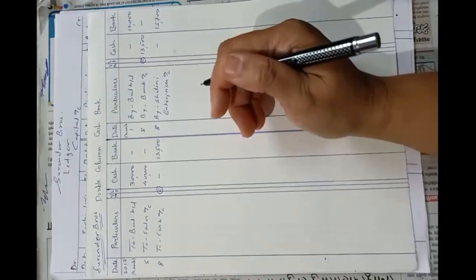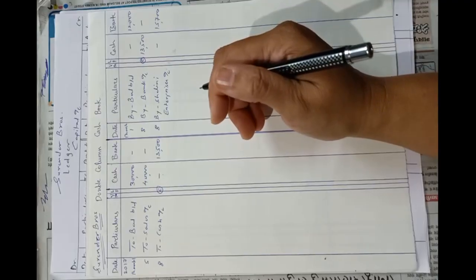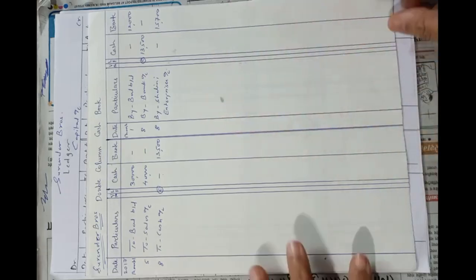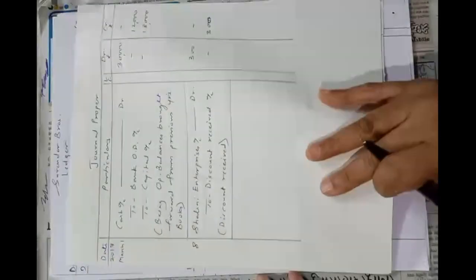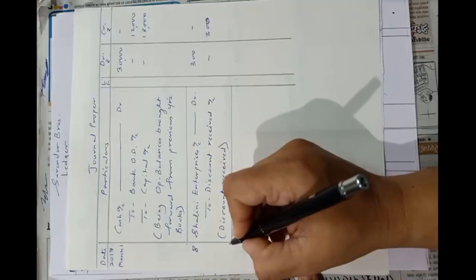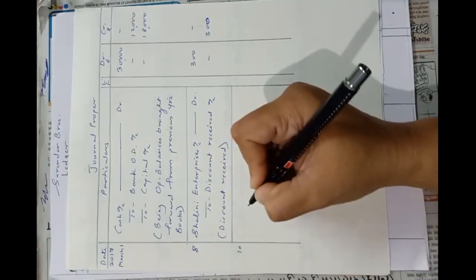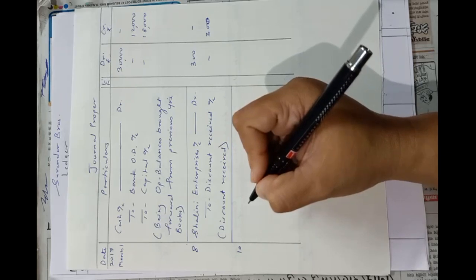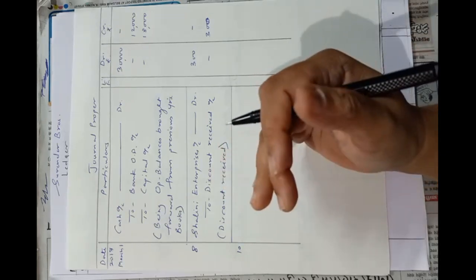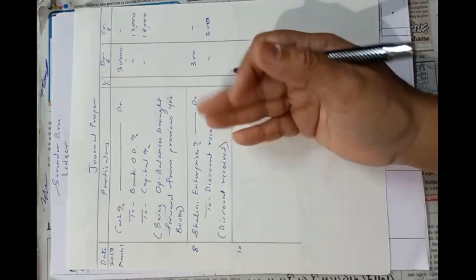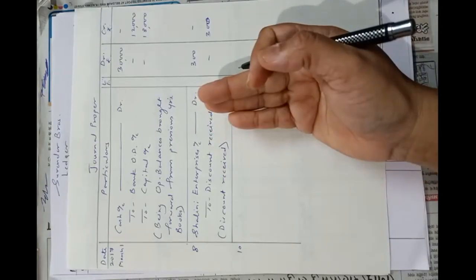Understood? Now entry of 10th March. Purchased computer from Mahesh Computers worth rupees 35,000. So again we have to pass this entry in journal proper. So in journal proper on 10th March we'll pass the entry, purchased computer from Mahesh Computers. So entry will be computer account debit to Mahesh Computers account.